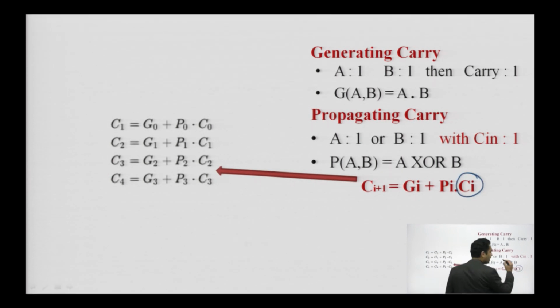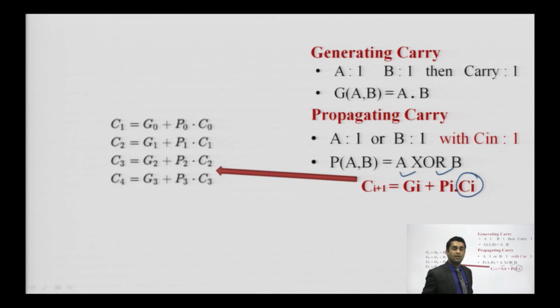So this is my input carry, and this is my generate and propagate function. On the basis of this we are able to determine the upcoming carry. So in this case we are saving time and reducing the propagation delay. This is the main concept of the carry look ahead adder.